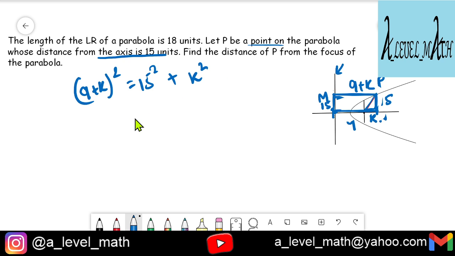So now I leave it to you as an exercise to figure out the value of k. Once you figure out the value of k, all you need to do is just find out what 9 plus k will be, because 9 plus k will be the distance from P to the directrix, which will also be equal to this red line, which we have to find out, which is actually the focal distance. So I'll proceed to the next question.